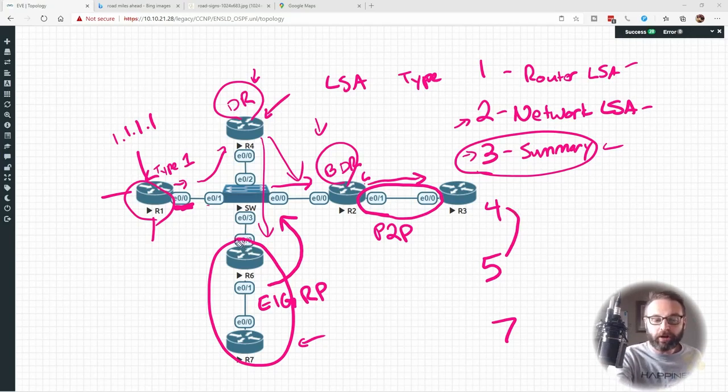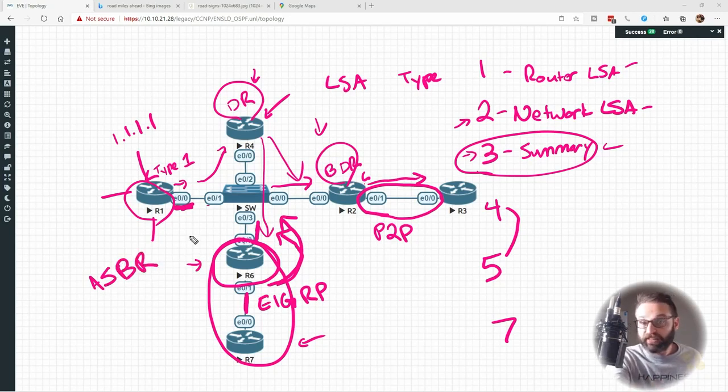A very important talking point is looking at R6. On R6's Ethernet 0/0 link here, it's running OSPF. On Ethernet 0/1, it's running EIGRP. And it brought the EIGRP routes into OSPF like this. In other words, R6 is what we call an autonomous system boundary router. OSPF is considered an autonomous system in this section, and EIGRP is considered the other autonomous system. And R6, because it's on the boundary of both of these autonomous systems, becomes an autonomous system boundary router.